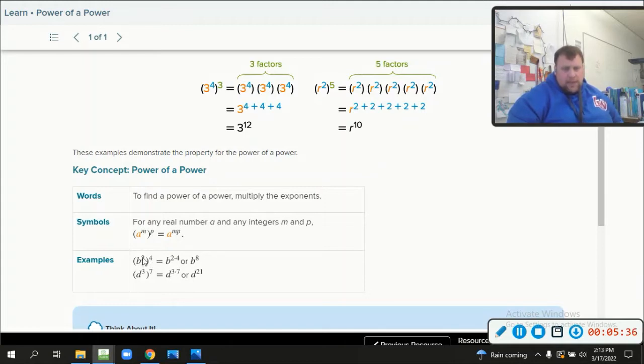So b to the 2nd power raised to the 4th power is b to the 2 times 4, or b to the 8th power. d to the 3rd power raised to the 7th is just d to the 3 times 7, or d to the 21st power. Okay? We just multiply them. All right. Pause if you need to.